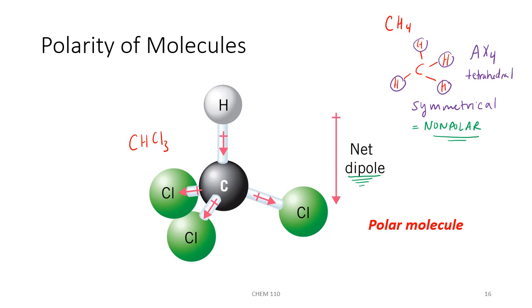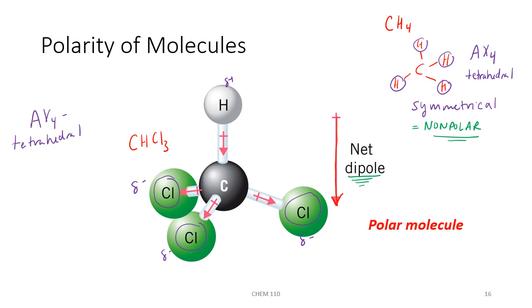CHCl3 also falls within the AX4 family. Therefore, the shape is also tetrahedral. But now we have outer atoms that are not all the same electronegativity. Hydrogen is a little bit more electropositive. Chlorines are all really electronegative when we look at our trend. Therefore, the pull of the chlorine atoms is going to win. And that leads to an overall net dipole pointing in the down direction toward those chlorine atoms.